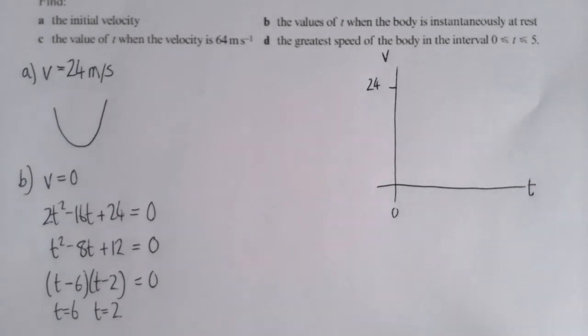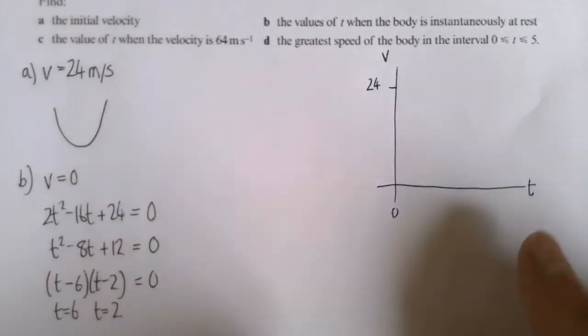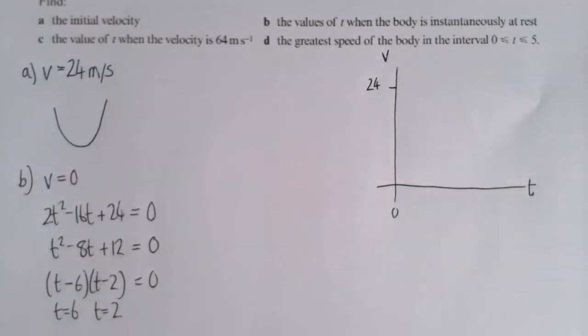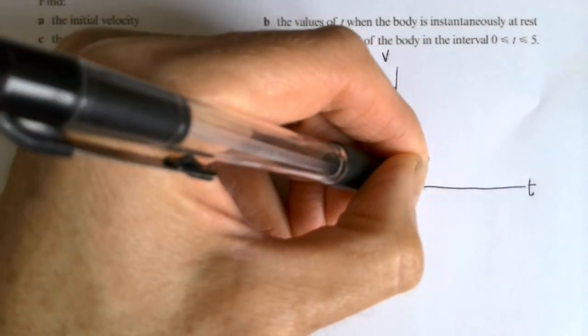Now, just going to get my units straight. So velocity is in meters per second, so I know that time will be in seconds. So I know that this curve is going to go through 0 at 2 and 6 seconds. So clearly these axes are not to scale.